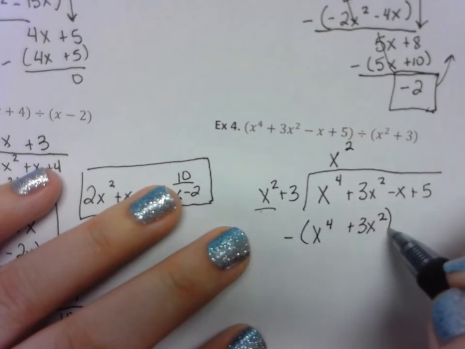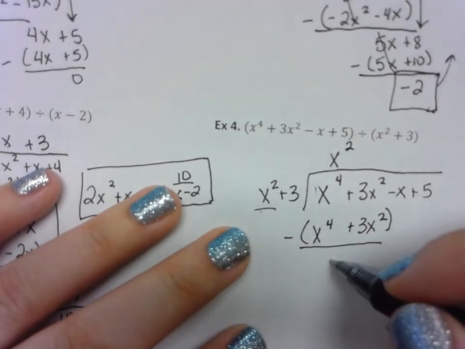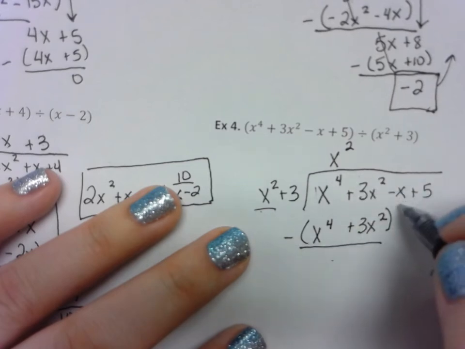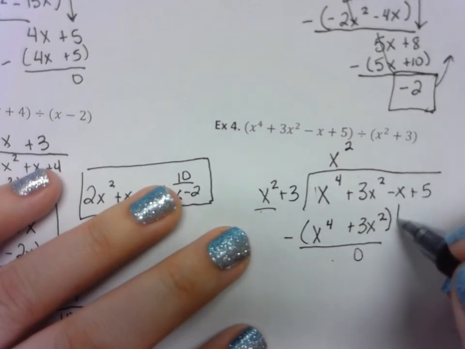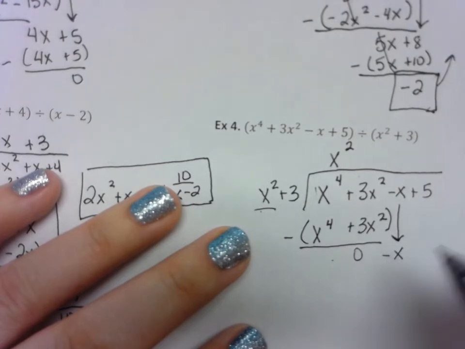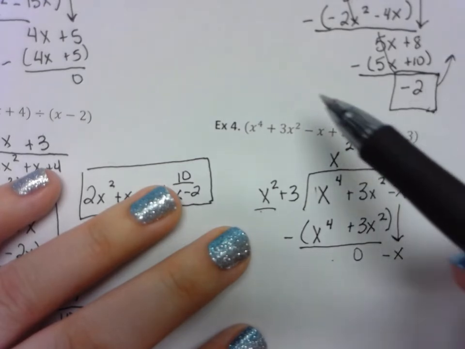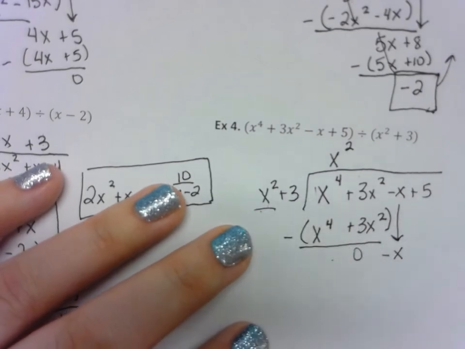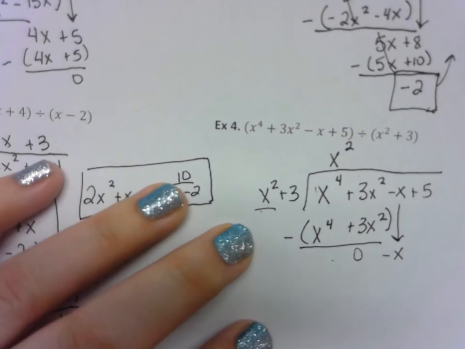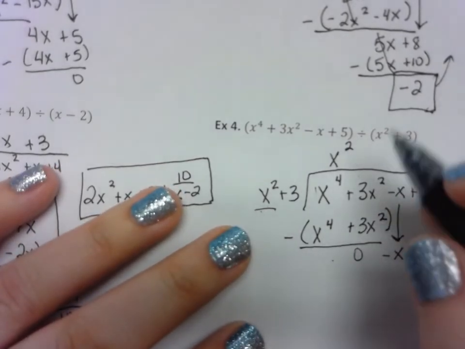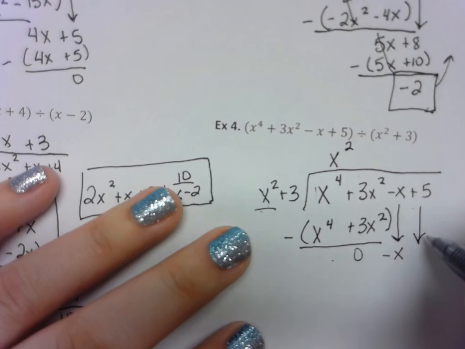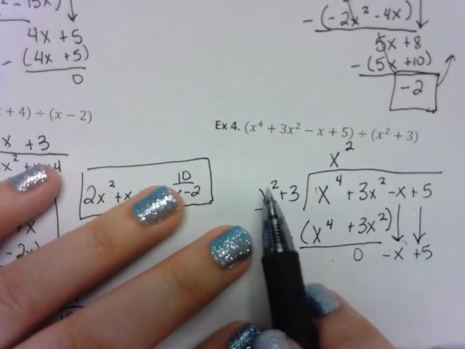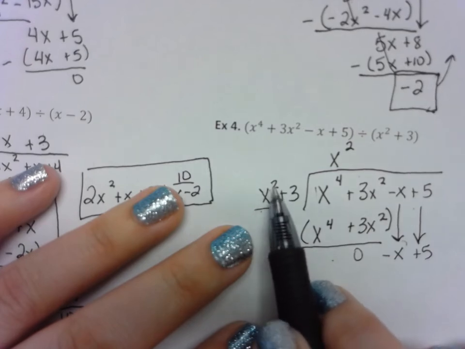Well, when I subtract this off, this is going to cancel, and 3x squared minus 3x squared, that cancels. So there's nothing left there. I'm just going to simply drop down my negative x. Well, I can't multiply this by anything to get to this, right? The exponent is lower, so I know that I'm done. Okay, we can just drop both of these down at this point. When you end up having less exponents than your divisor, you know you're done.